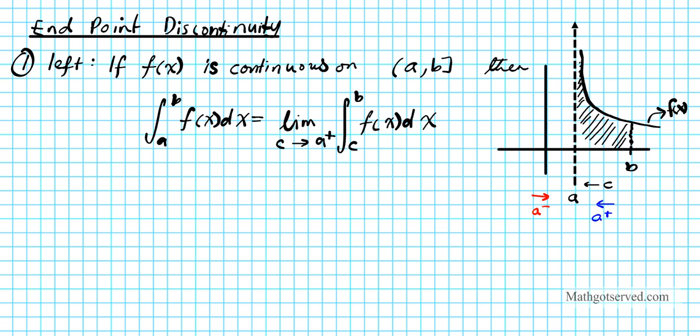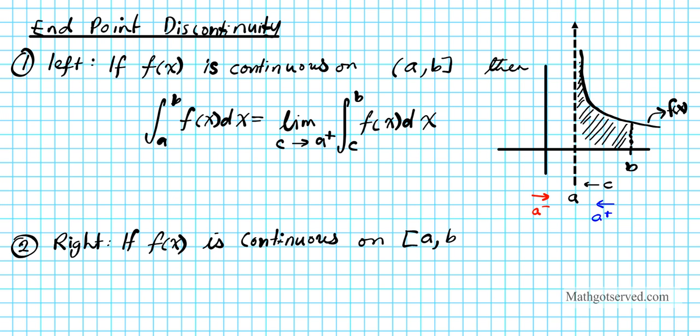Okay. All right, the next scenario under endpoint discontinuity, you might have guessed, is on the right. What if we have an infinite discontinuity or vertical asymptote on the right endpoint of our domain of integration? So in that case, if f of x is continuous on the interval [a, b), okay, so this tells you that b is not included. We have an asymptote. We're going to be having an asymptote here.